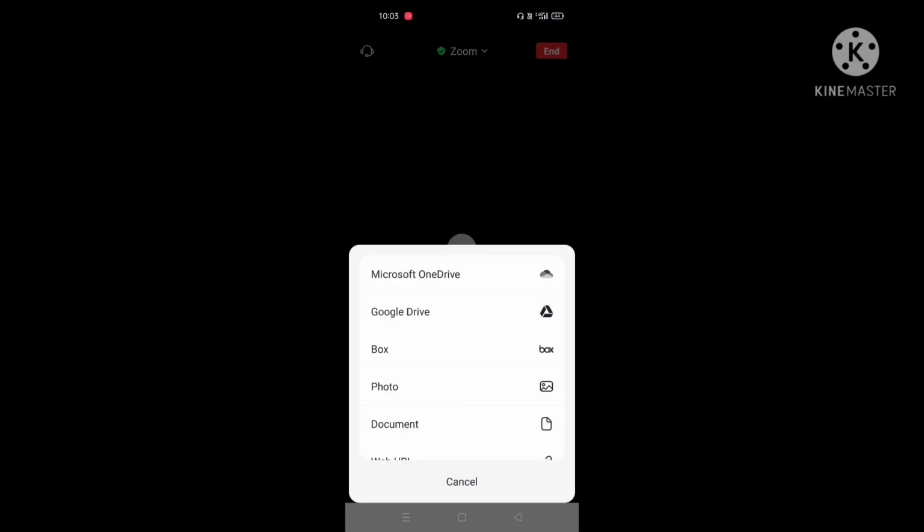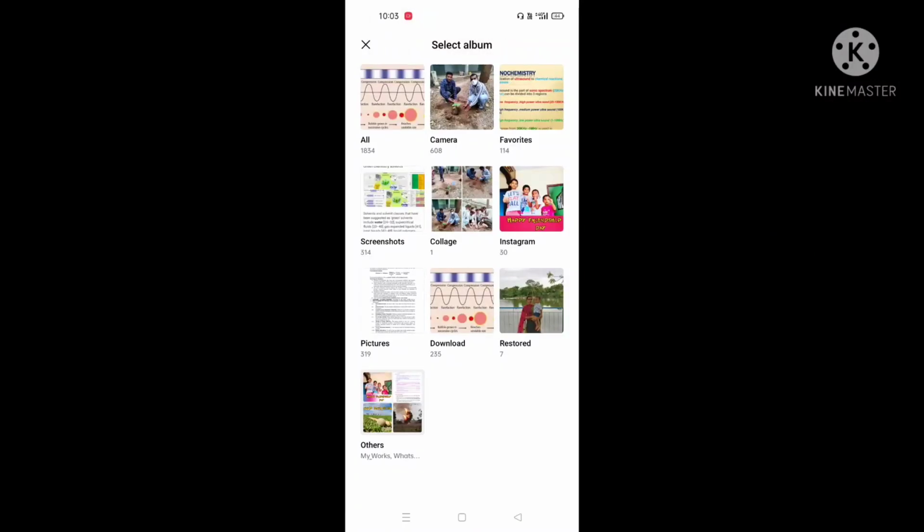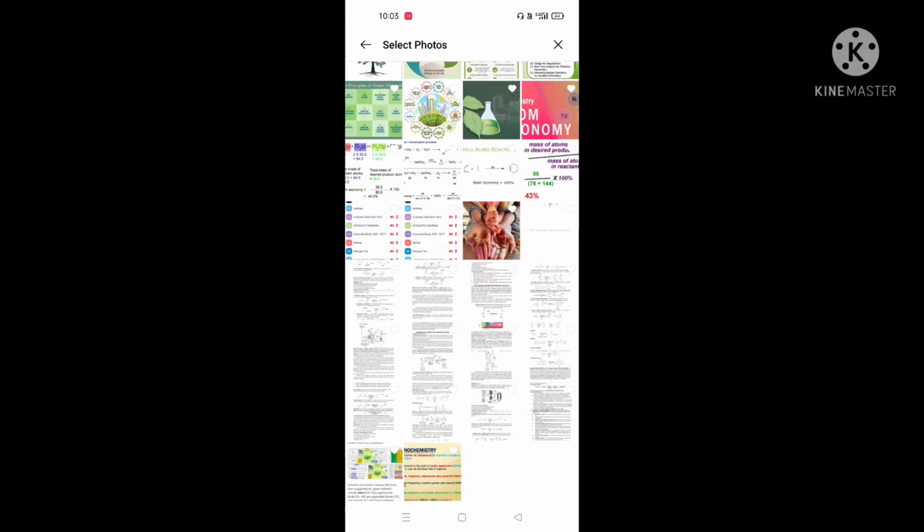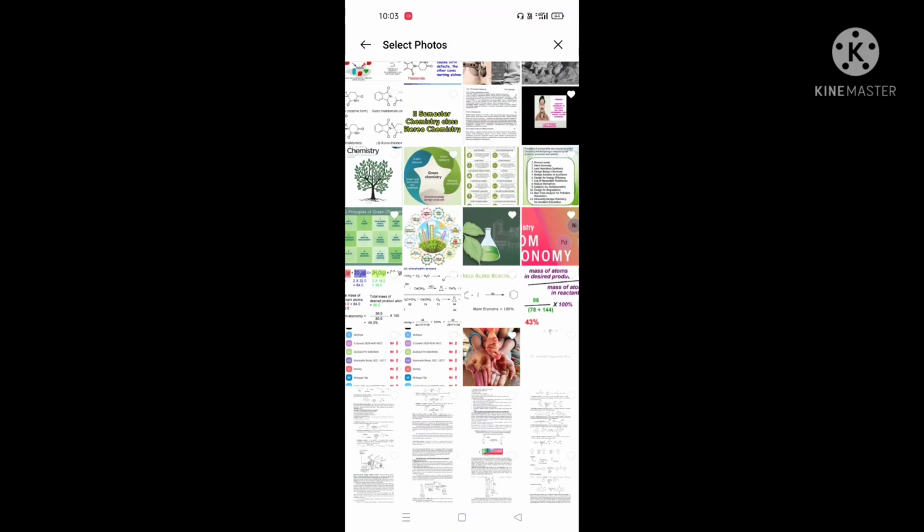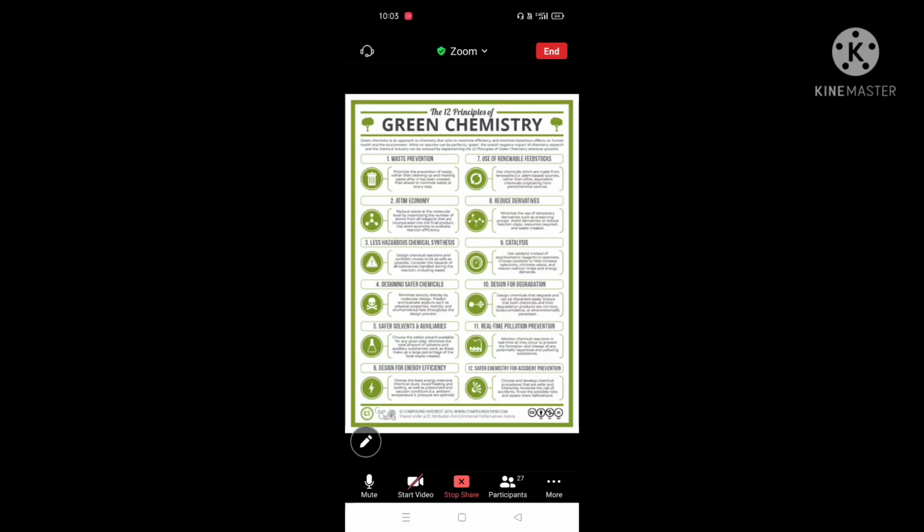So the next one, this we can simply say: waste prevention, this is also the same thing. Atom economy, less hazardous chemical synthesis, design of safer chemicals, safer solvents and auxiliaries, design for energy efficiency, use of renewable feedstocks, reduce derivatives, and the ninth one, catalysis, design for degradation and real-time pollution analysis.